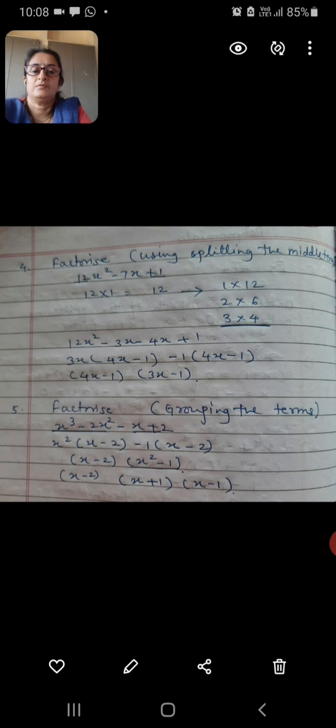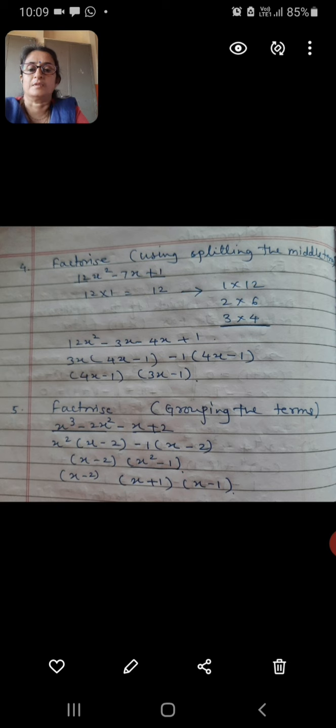Now in these 3, we have to choose the one which gives us addition or subtraction as minus 7, because that is the middle term. So we have to split the middle term such that the multiplication will be 12 and the addition will be minus 7. So among these three factors of 12 which we got, we have to choose a particular one. So here we'll choose the last one, that is 3 into 4, and when you add minus 3 and minus 4, you will get minus 7, that is the middle term. So 12x square will be as it is, and minus 7x we are going to split into minus 3x and minus 4x, and the last constant is as it is, that is plus 1.